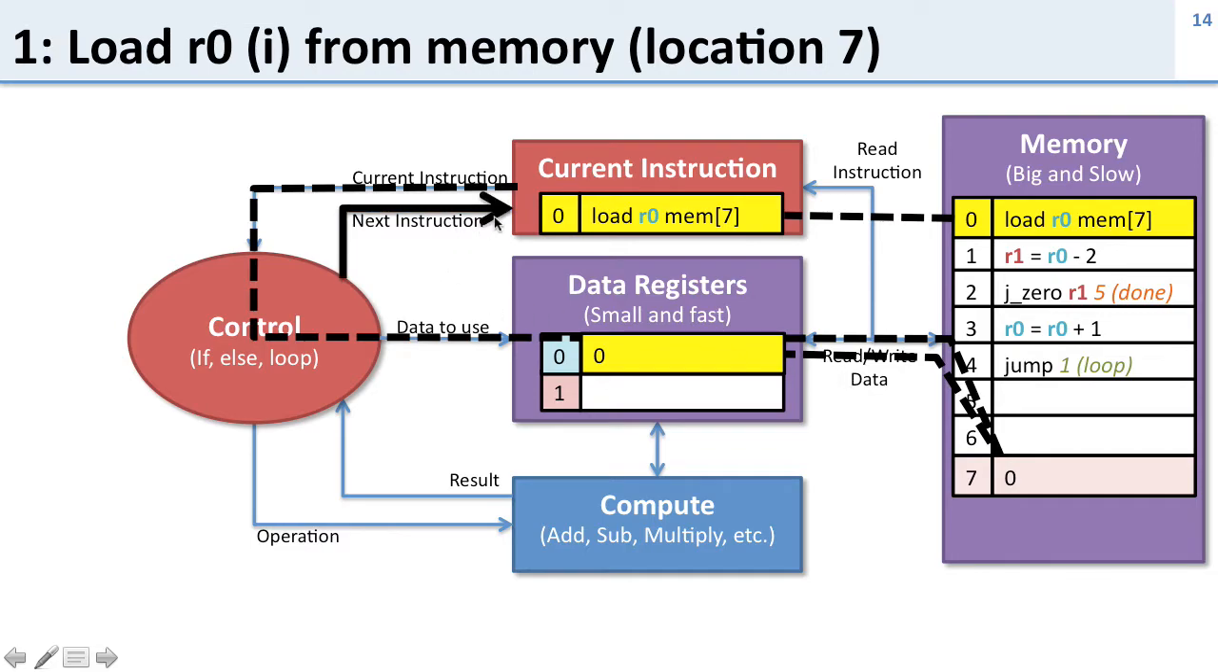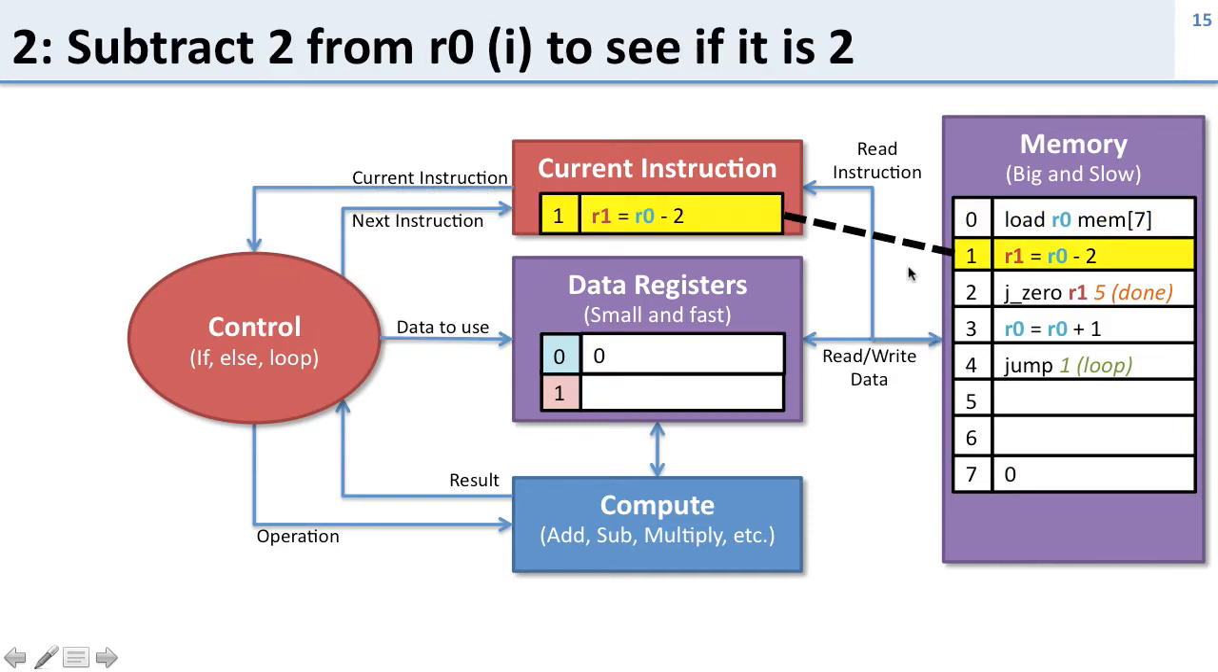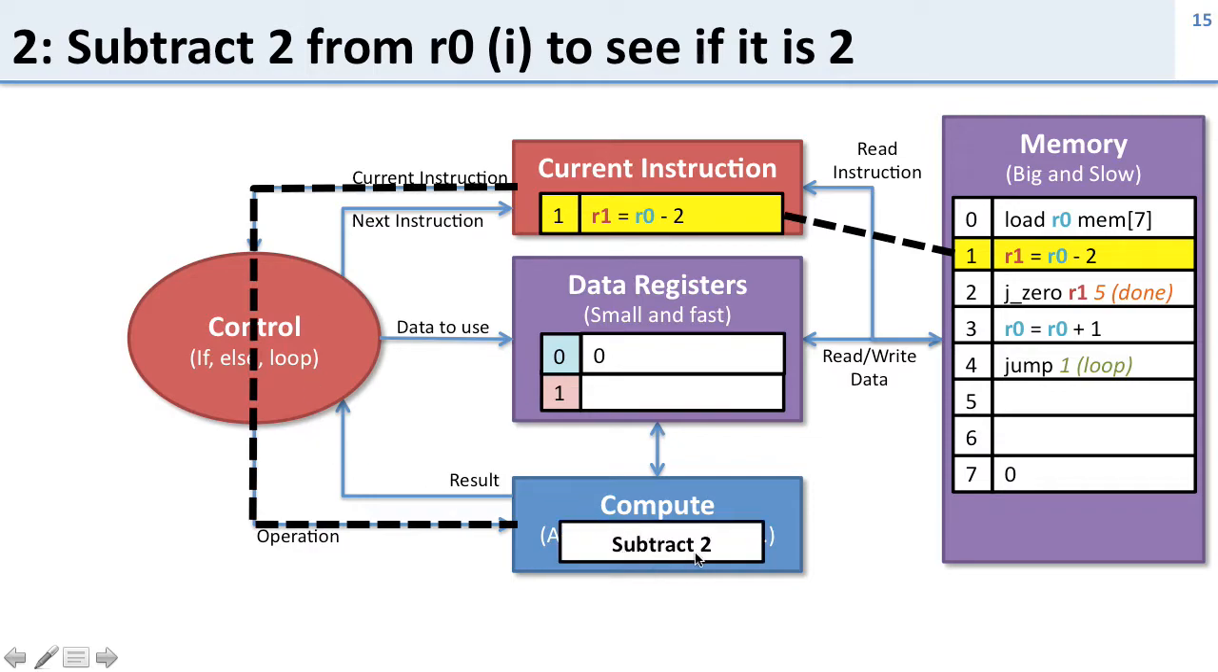Now we go on to the next instruction, and the next instruction is just going to be instruction 1 here. So we go on to instruction 1, we load that. Now instruction 1 says store into register 1 the result of register 0 minus 2. Okay, so we go ahead and we choose the operation. It's going to be subtract 2, because we're doing a subtract 2 in this instruction. And what data are we going to use? Well, we're going to use register 0, subtract 2, and we're going to store it back into register 1. So 0 minus 2 is minus 2.